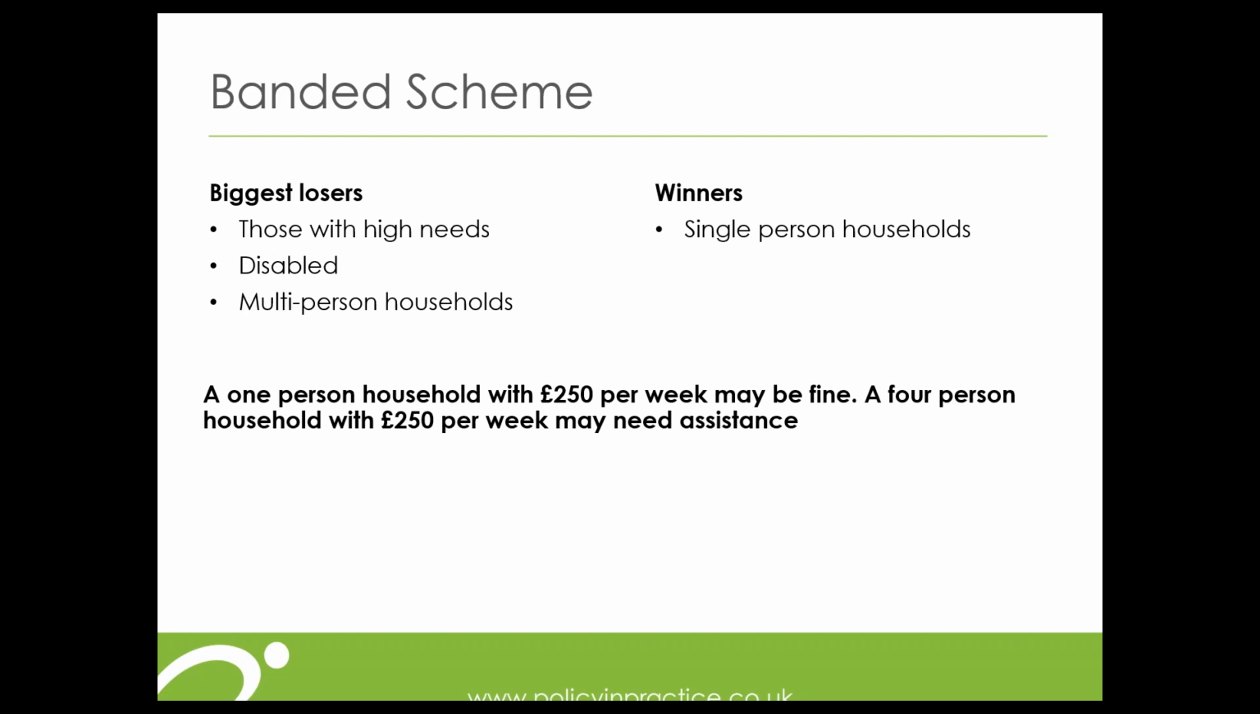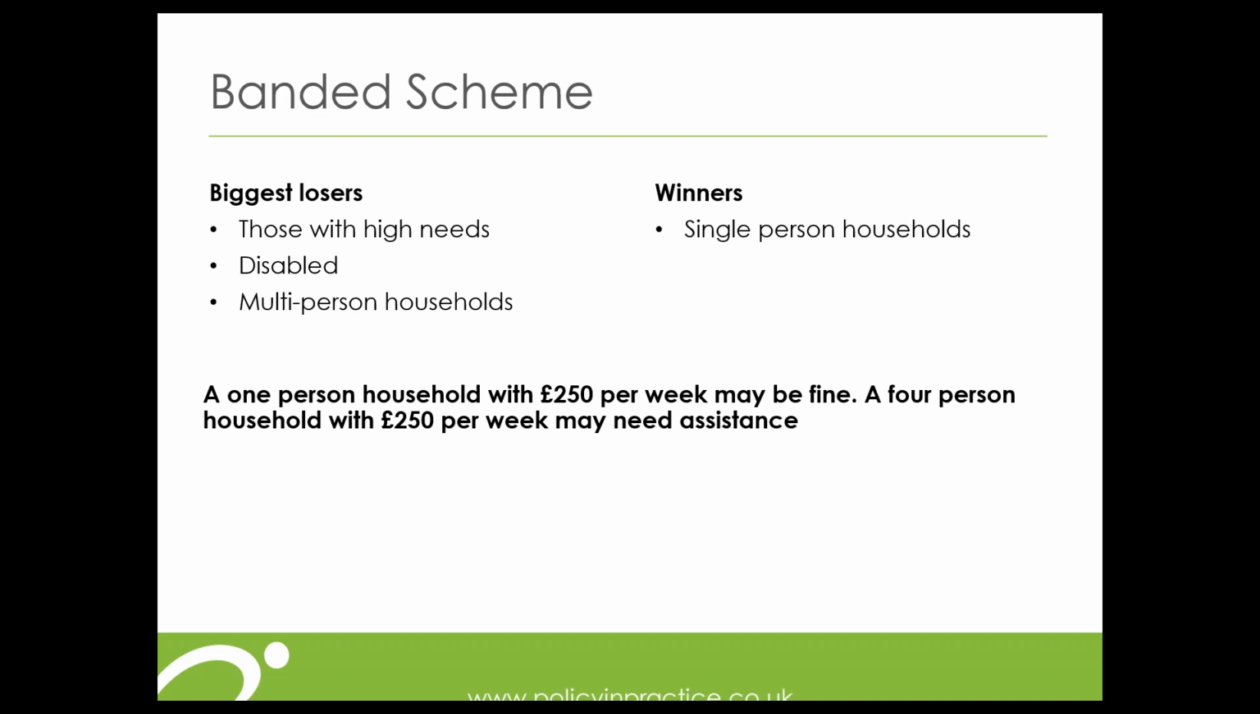We've done a lot of models on banded schemes, and it's very hard to not make the biggest losers those with the highest needs. For those who don't know, sorry, I should have said, the banded scheme is where you look at all the income of somebody, of a household, and then discounts are applied to certain bands of income. So let's say between 200 and 250 a week, they get a 20% discount.